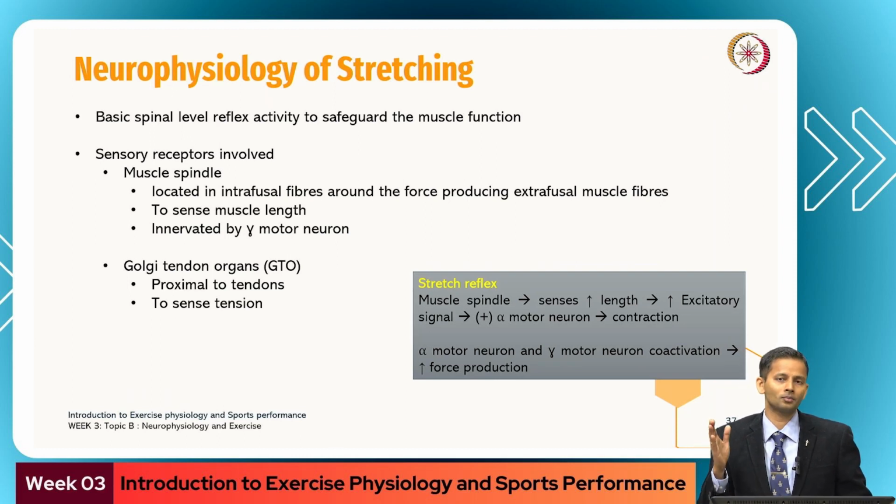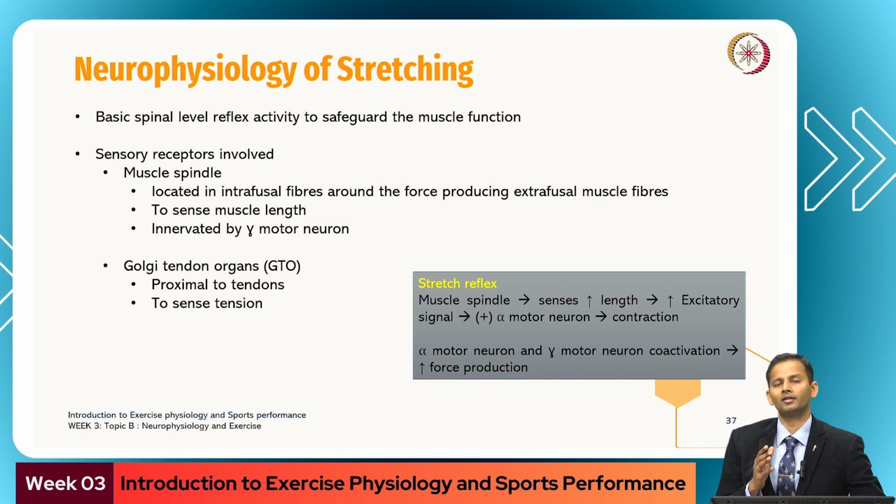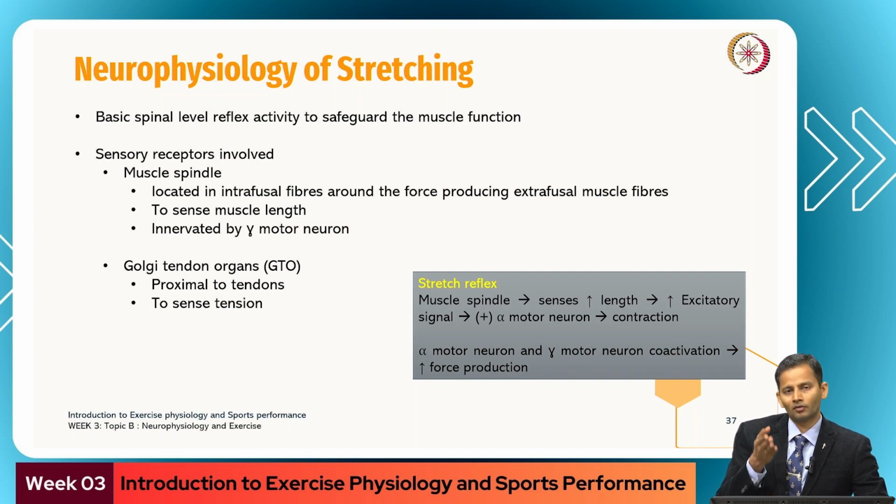Another important concept with respect to neurophysiology and exercise is the neurophysiology of stretching. To understand this, we need to understand the basic reflex of the neuromuscular system. One of the basic spinal reflexes is called the stretch reflex. It happens at the spinal level. We discussed previously that it's a local feedback wherein gross motor activity happens, where speed is more important than accuracy at the level of the spinal segment.